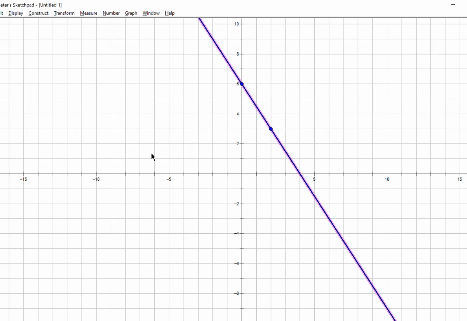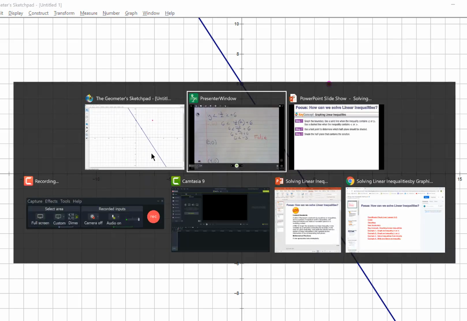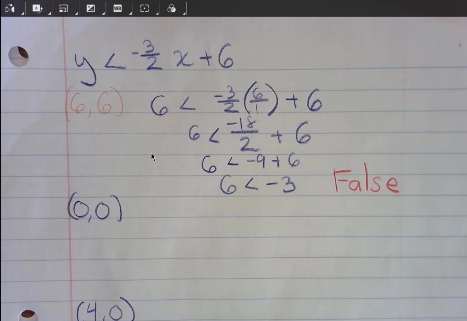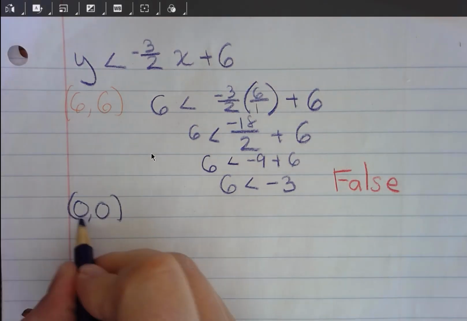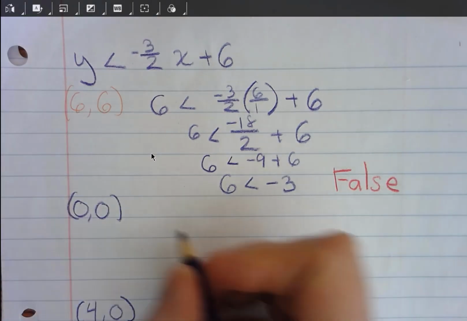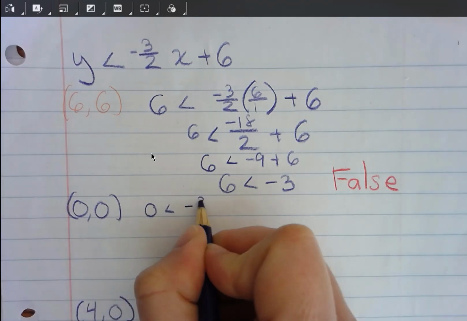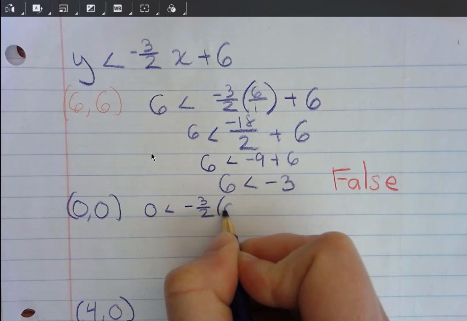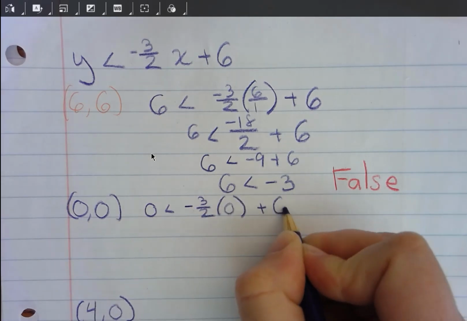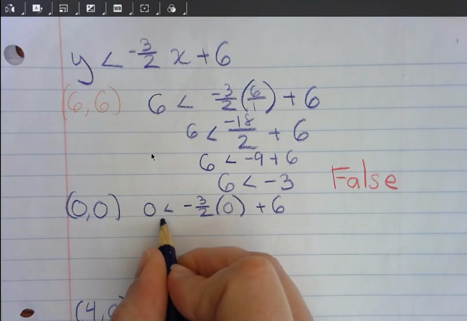So I'm going to plot this point, and I'm going to make it red. So I know this is not part of my solution set. You might want to put an X on your paper. So I'm going to go back and try my next point. I'm going to try the origin. So for the origin, y is 0, which should be less than negative 3 divided by 2. I'm plugging in 0 for x and 0 for y. Then I'm going to simplify the equation.